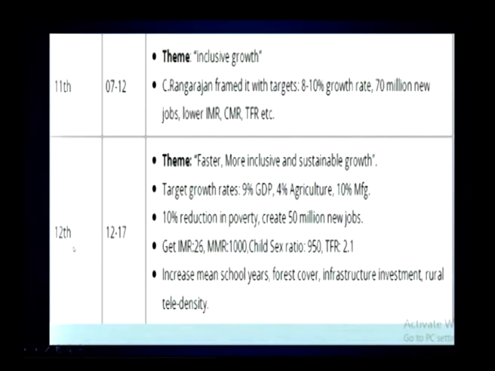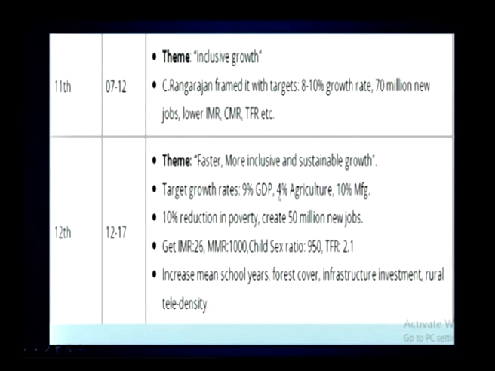The speciality about the 11th and 12th plan is this. 11th plan, from 2007 to 2012. The theme was inclusive growth, which has been introduced into the Indian economic scenario through this 11th plan. C. Rangarajan framed it with targets of 8 to 10% growth rate, 70 million new jobs, lower infant mortality rate, child mortality rate. Then the 12th plan, from 12 to 17, theme was faster, more inclusive and sustainable growth.